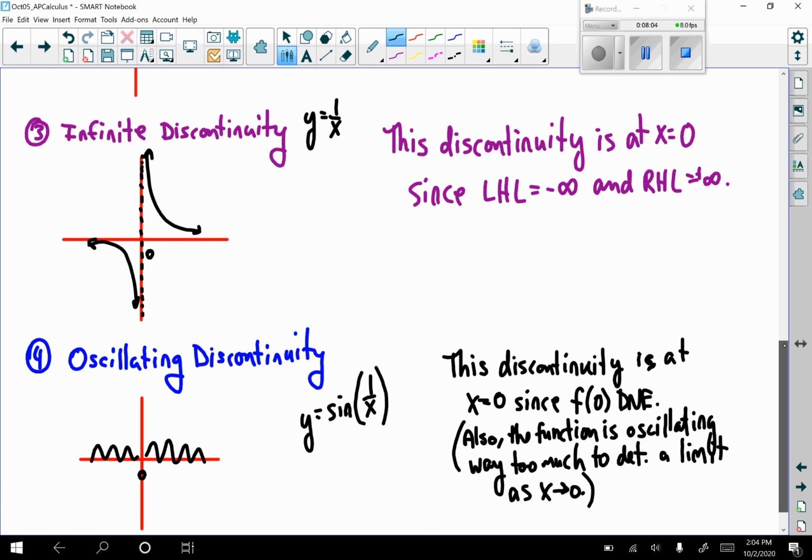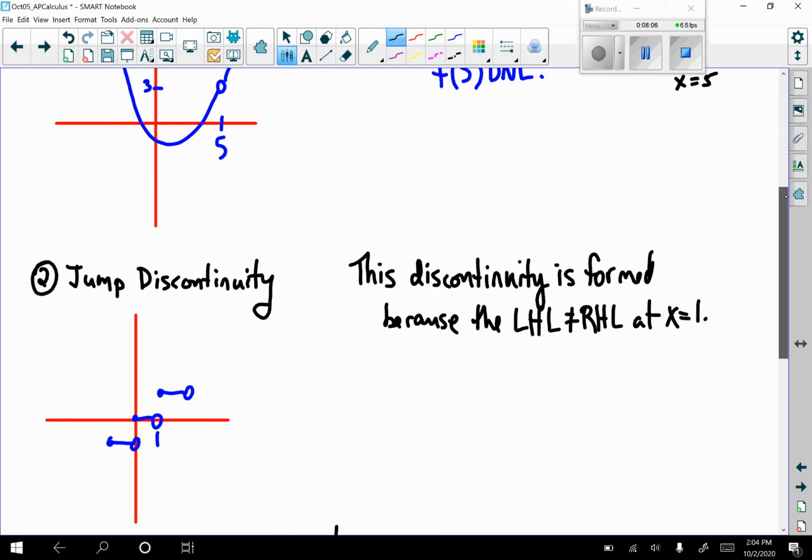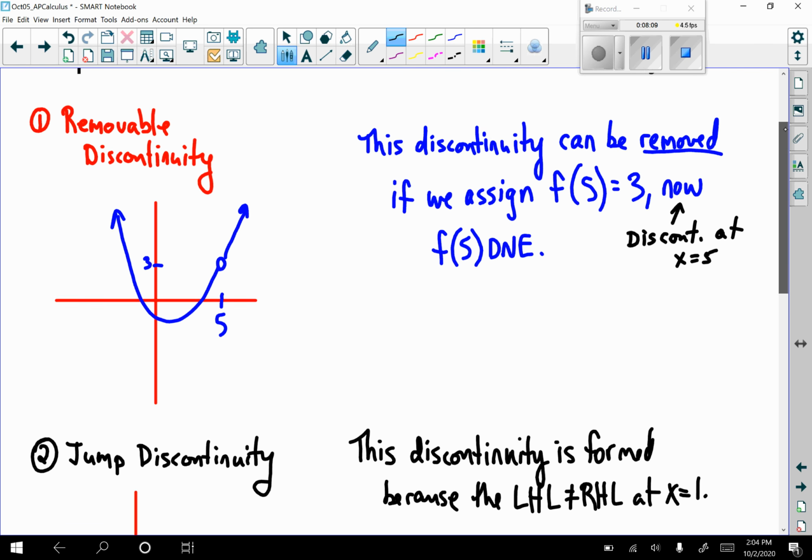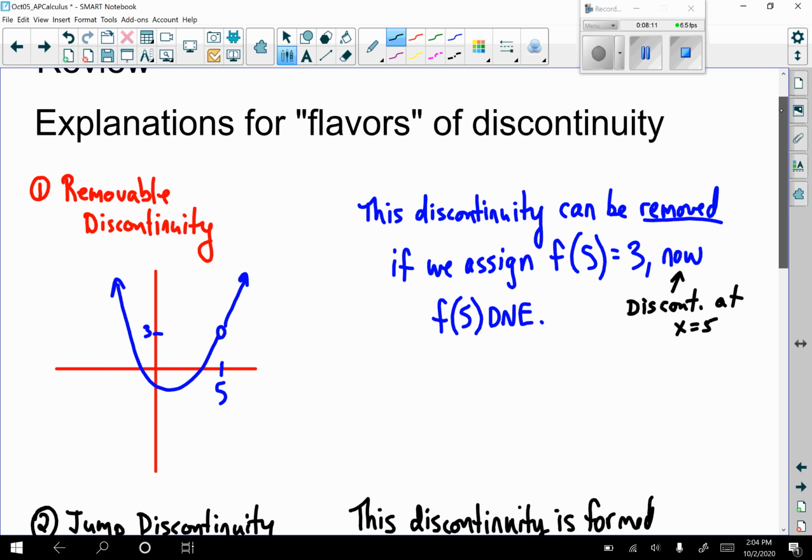So make sure you study those four examples, the sketches, the explanations. We want to be as clear as possible. If I ask you to explain this on a test, especially on the AP exam, you want to be able to explain this as well.